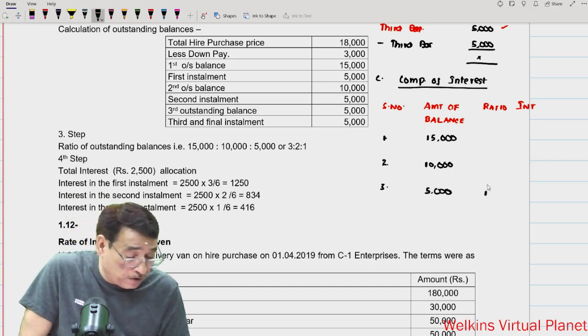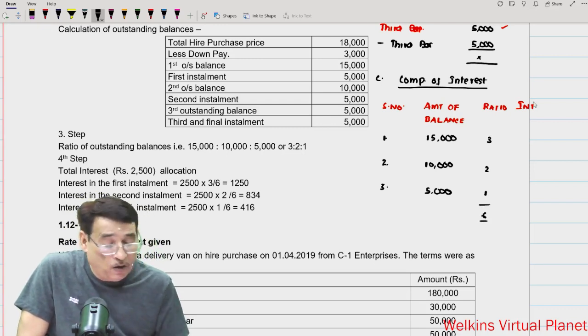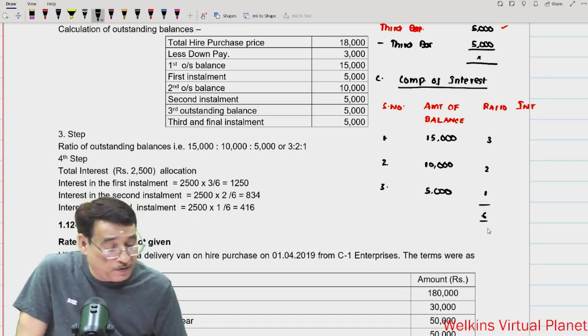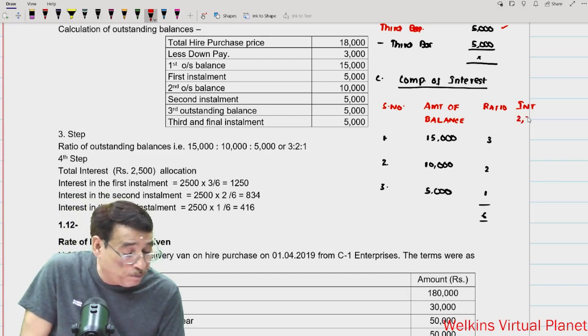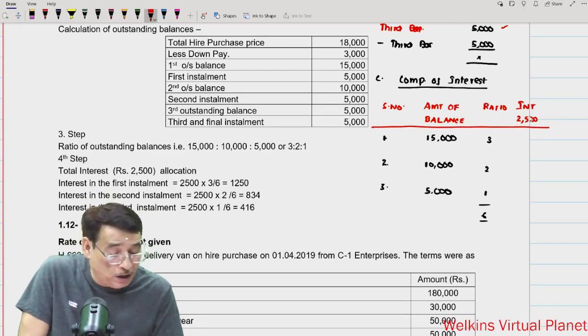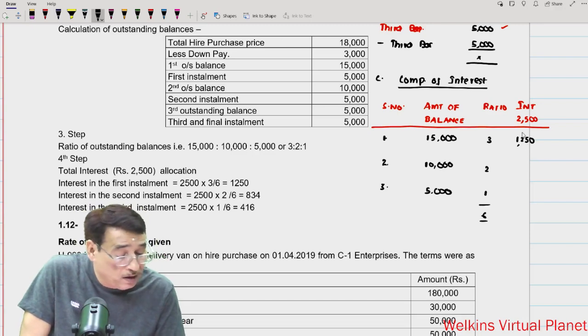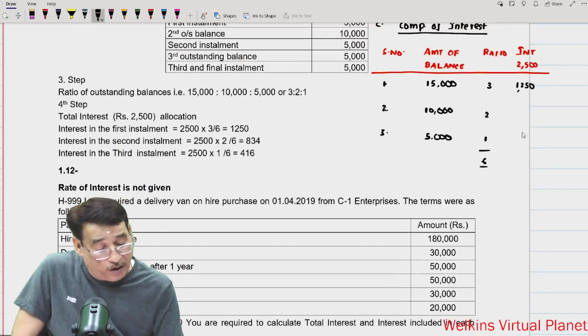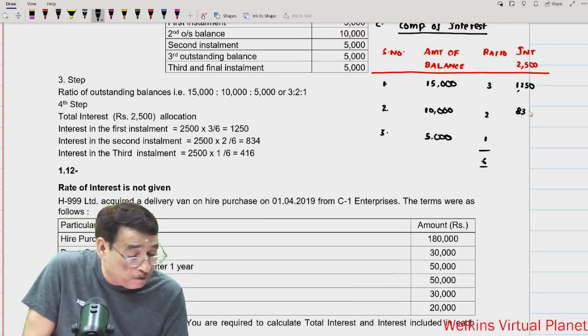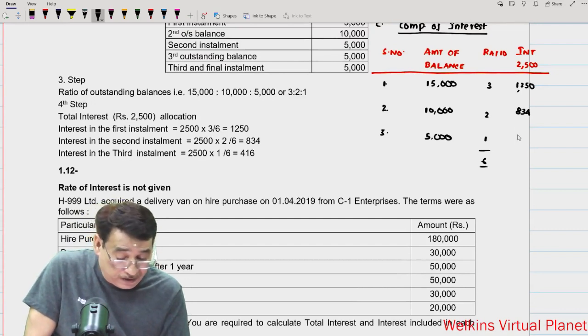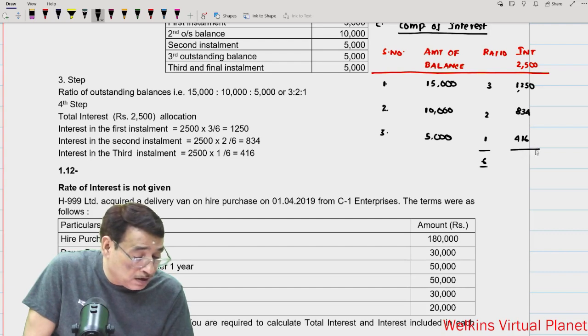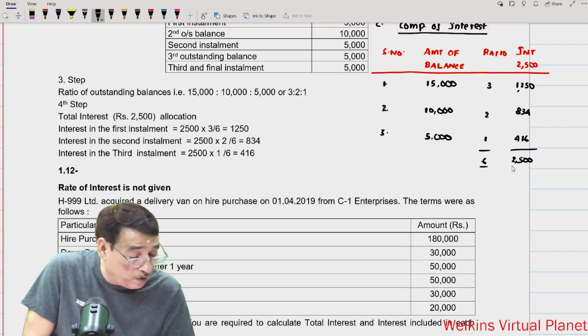Now you take the ratio. Ratio is 3, 2, 1. What is the total? That is 6. Now you divide the interest in this particular ratio. For example, your interest amount was 2,500, which you computed earlier. Correct? Now 2,500 into 3 by 6, that is equal to how much? That will be equal to 1,250. Similarly, 2,500 into 2 by 6, you are going to apply that. That will be equal to 834. 2,500 into 1 by 6, that will be equal to 416. So this is how you are going to find out the interest.